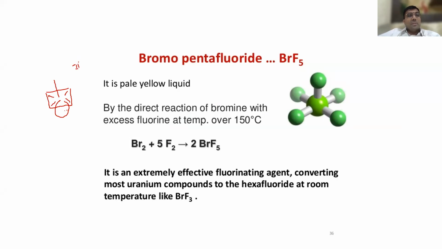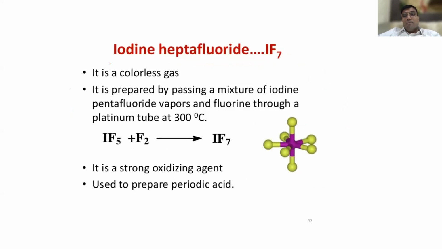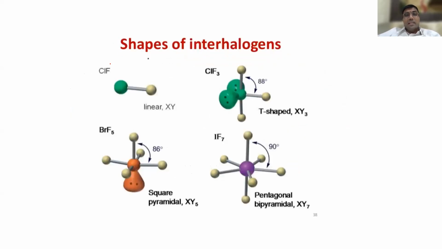IF5 is asked in competitive examinations. It is sp3d2 hybridization. I'm going to discuss this hybridization shortly. It is also a good fluorinating agent. Most of the interhalogen compounds are good halogenating agents, that means they will supply the fluorine or chlorine, mostly fluorine. Similarly, IF5 reacts with F2 to form IF7, a good oxidizing agent, and the process gets reduced. It has the maximum oxidation state of +7, right? It is also used to prepare periodic acid, HIO4.